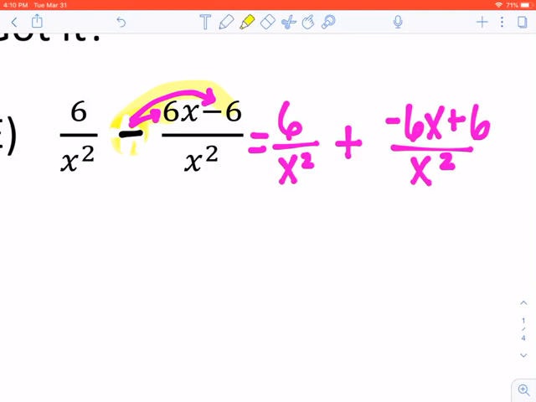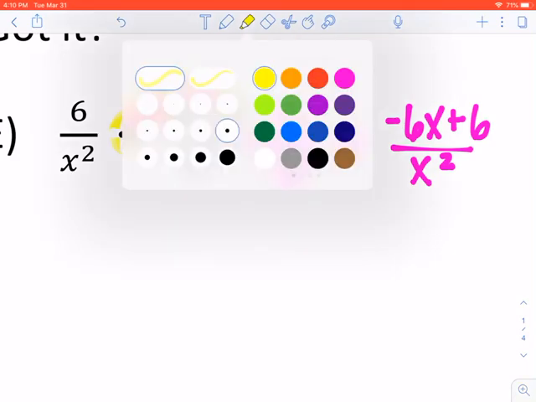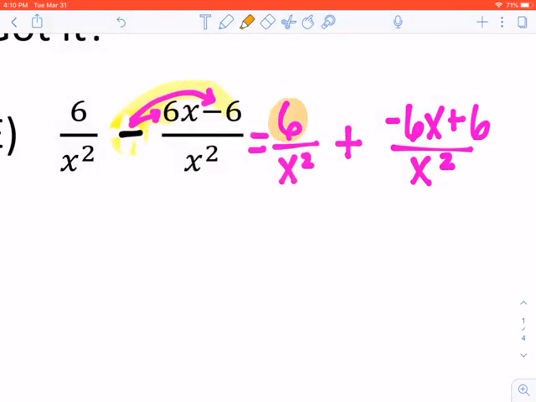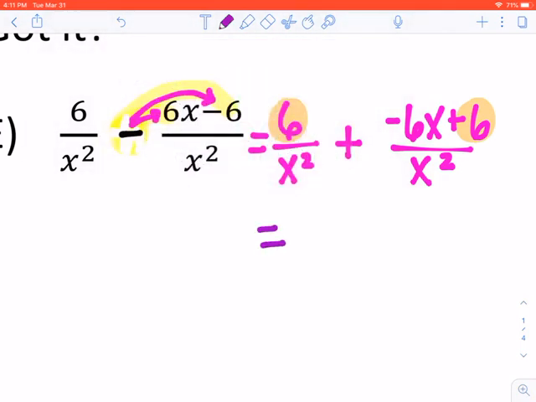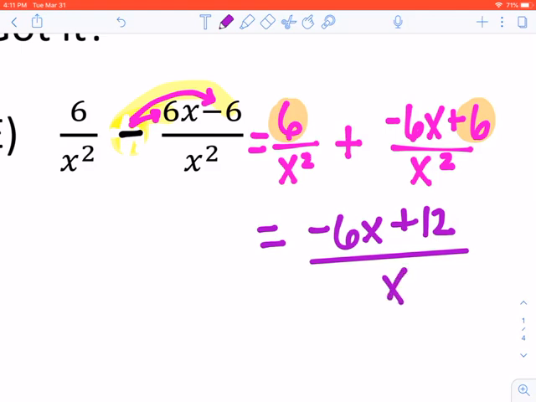Okay. Your like terms here on the numerator are just going to be this 6 and this 6. And the reason why I can do that is the denominator is the same. It's x squared and x squared. And so that just goes to adding the top. Okay, we're adding the numerator. And so my numerator, I have a negative 6x, and then 6 plus 6 is 12 in the numerator, and that's all over x squared.